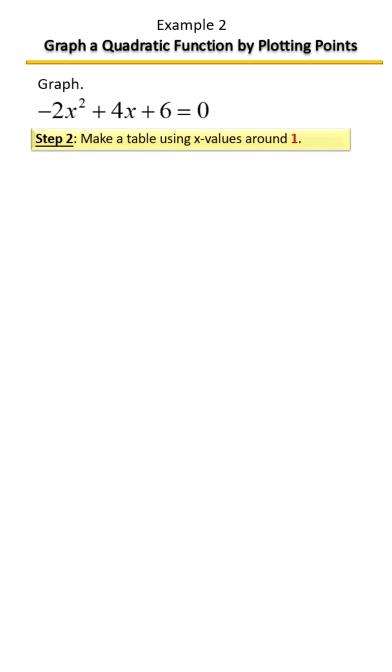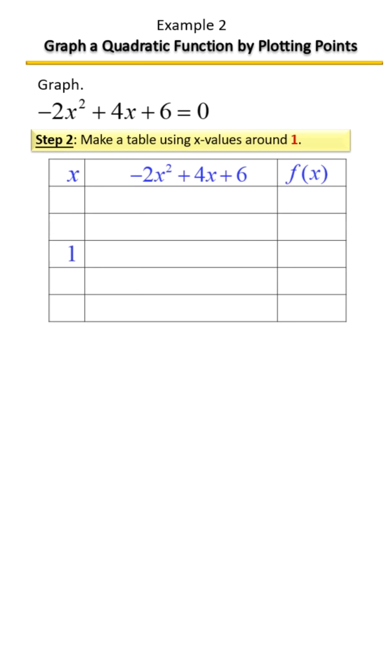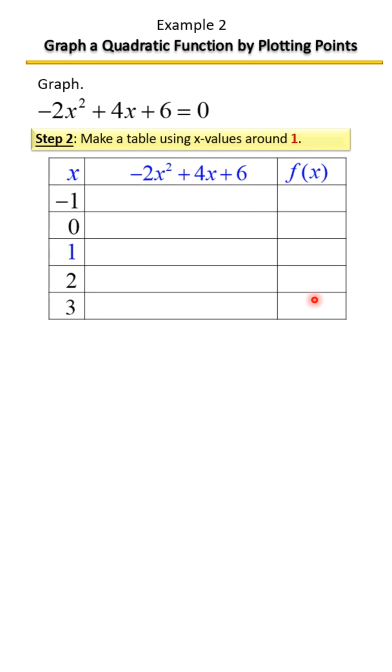Now we're going to use that axis of symmetry value and find 2 points less than 1 and then 2 points greater than 1. We're going to plug them into the function itself, evaluate it for those values of x to see what we get out for y. So let's start with negative 1. When we plug in a negative 1 and do the math, we're going to get out a 0.